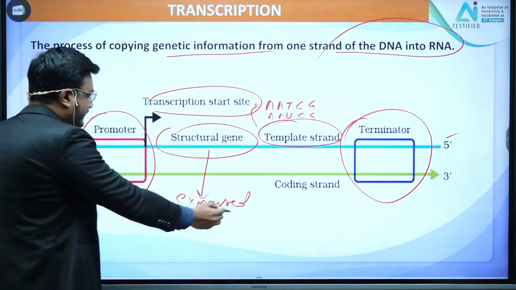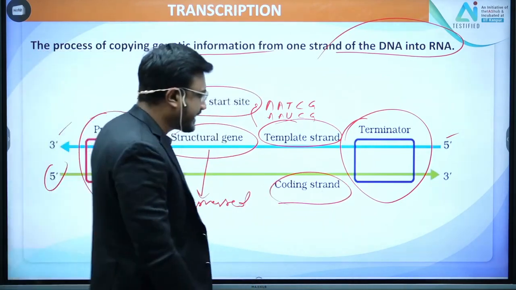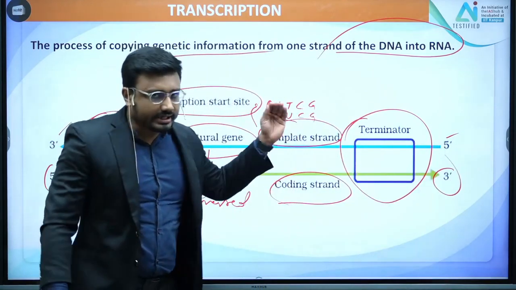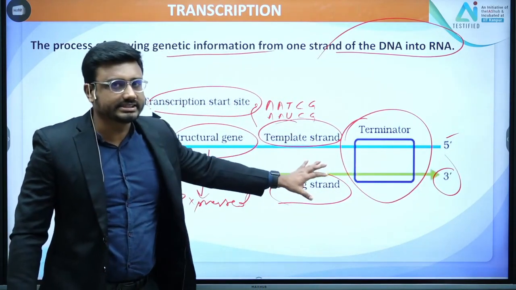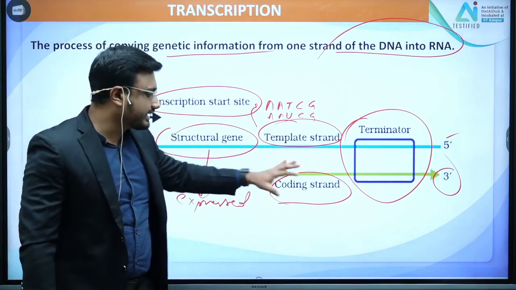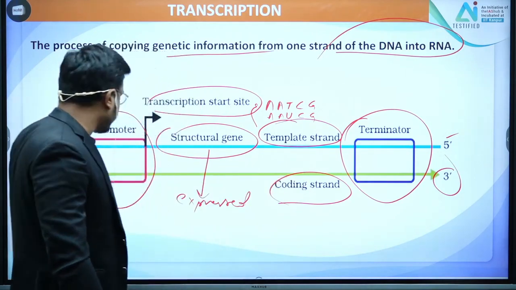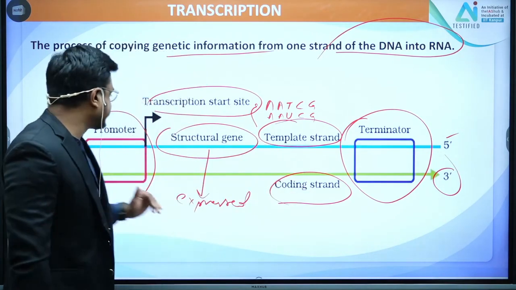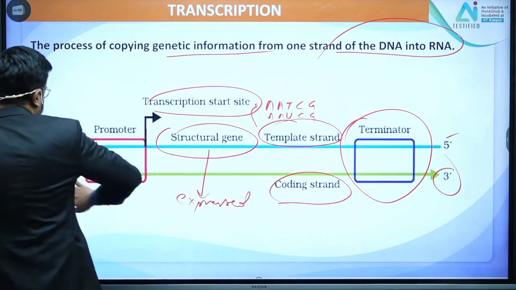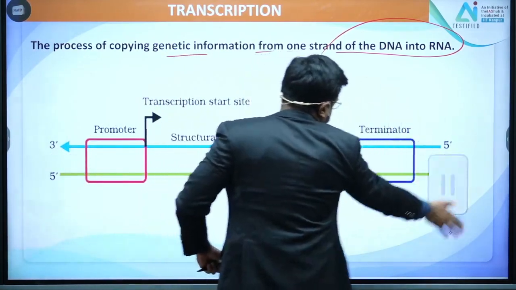Whereas then we have the coding strand. The coding strand is from 5' to 3'. Another irony is that the coding strand, as the name suggests, you might think it's coding for something, but it doesn't code for anything. So the coding strand is 5' to 3', and the template strand is 3' to 5'. So now let us move ahead to the next concept.